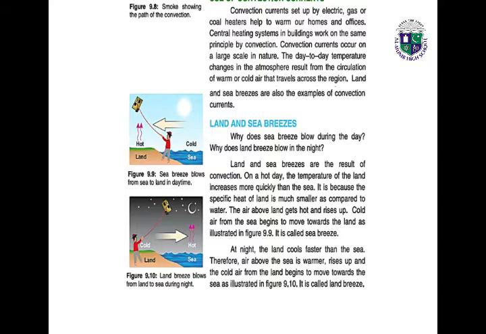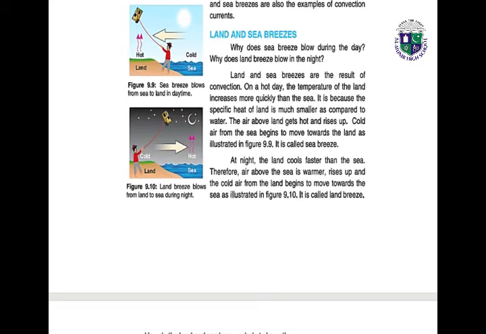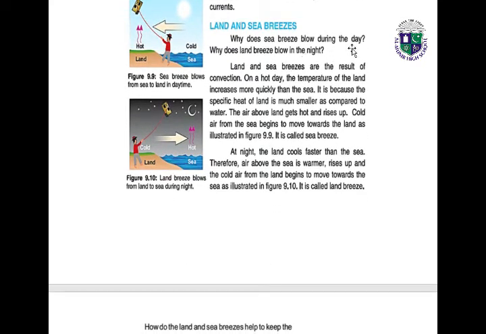What are land and sea breezes, students? Why does the sea breeze blow during the day and the land breeze blow at night? The reason is that land and sea breezes are the result of convection. On a hot day, the temperature of the land increases, because the specific heat of land is much smaller compared to water. Air above the land gets hot and rises up. So cold air from the sea begins to move towards the land. It is called the sea breeze.